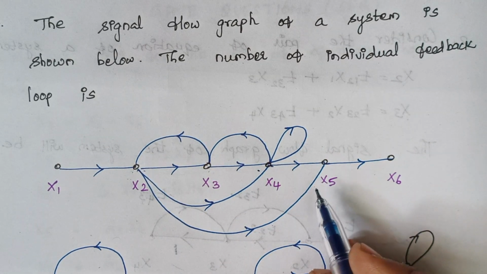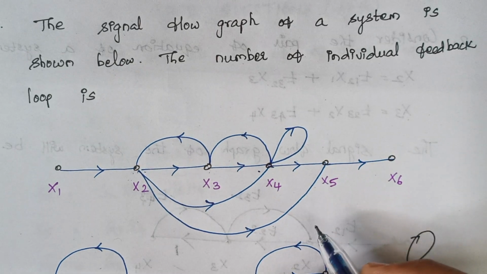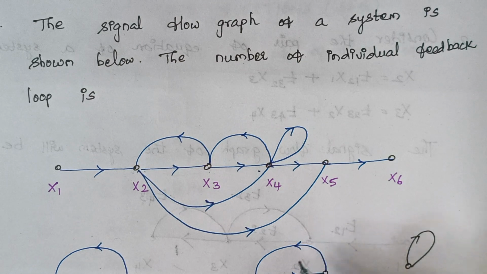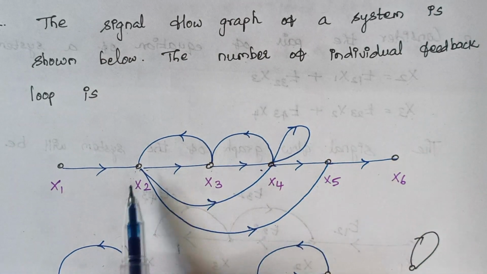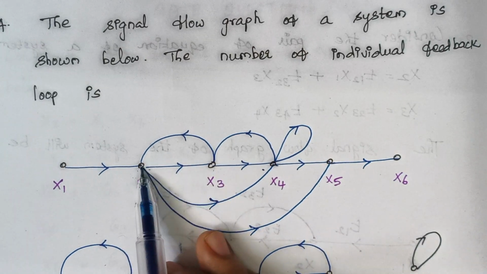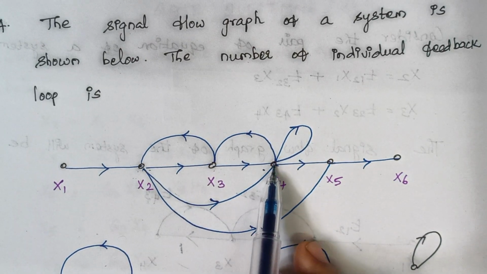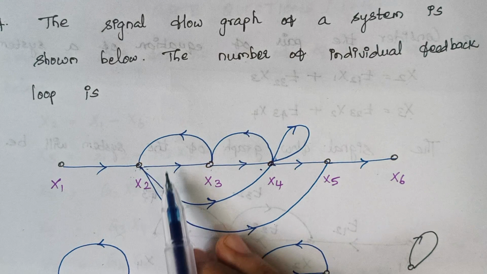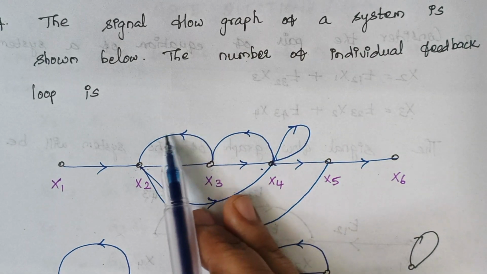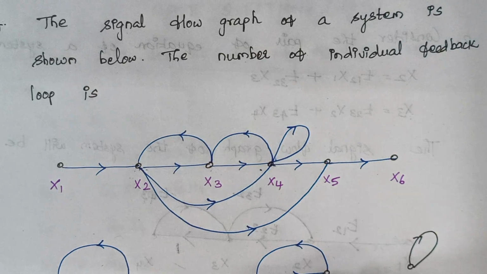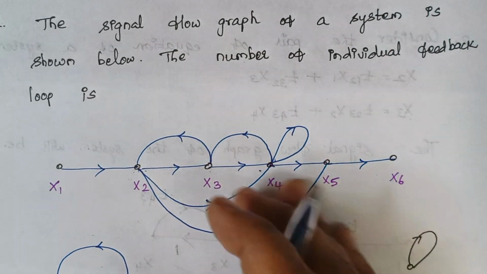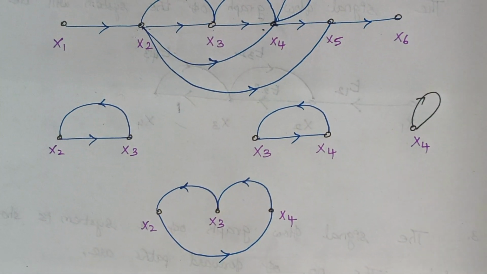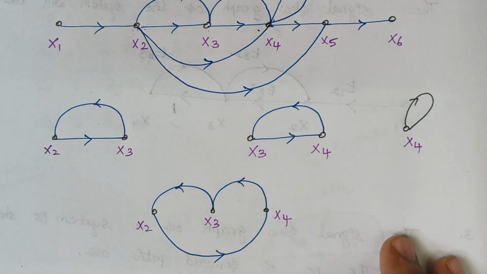Apart from this, can you check whether there are any more loops present in the signal flow graph? Yes, there is one more loop. When you look at this node, you see here we are having a path that reaches x4 and again x3 and finally ends at x2. So this forms the fourth loop. So the total number of loops present in this given signal flow graph is 4. That is what I have drawn here individually.